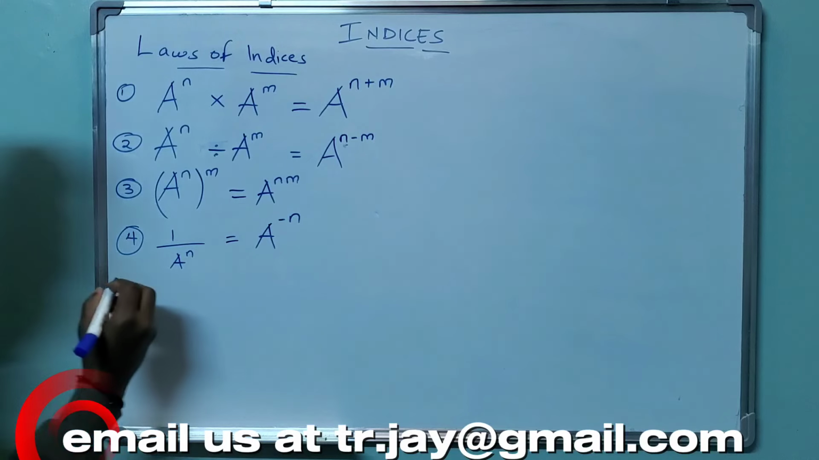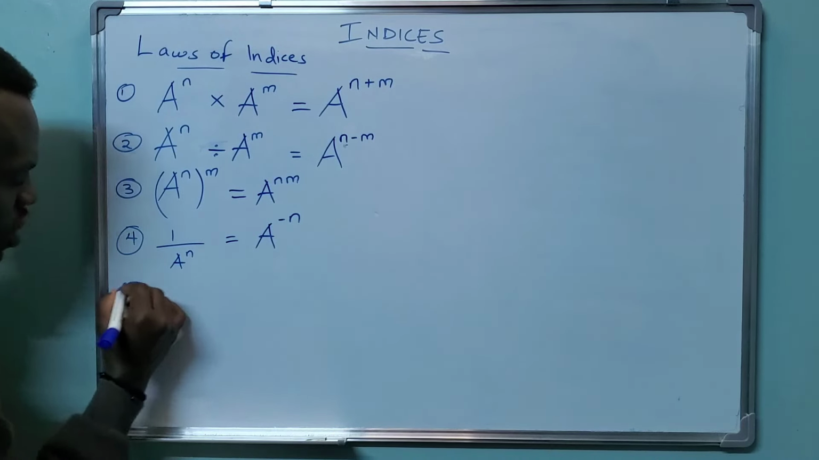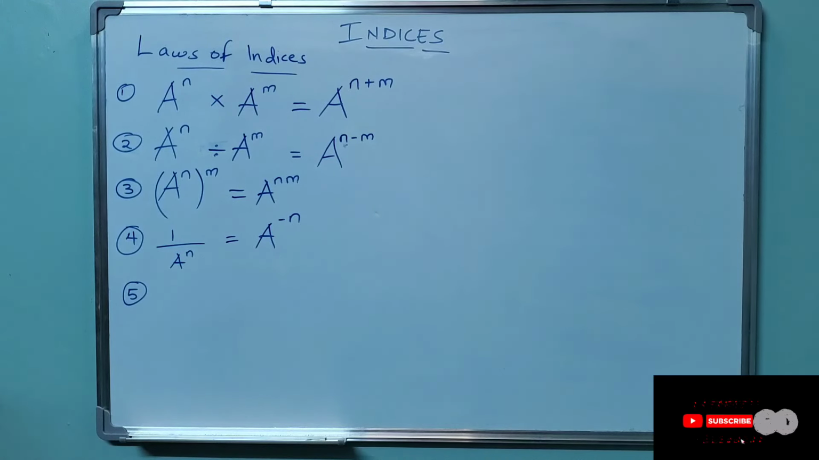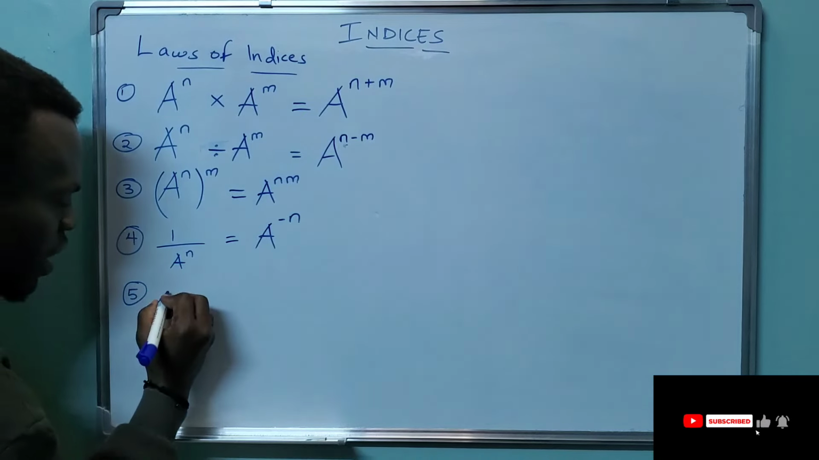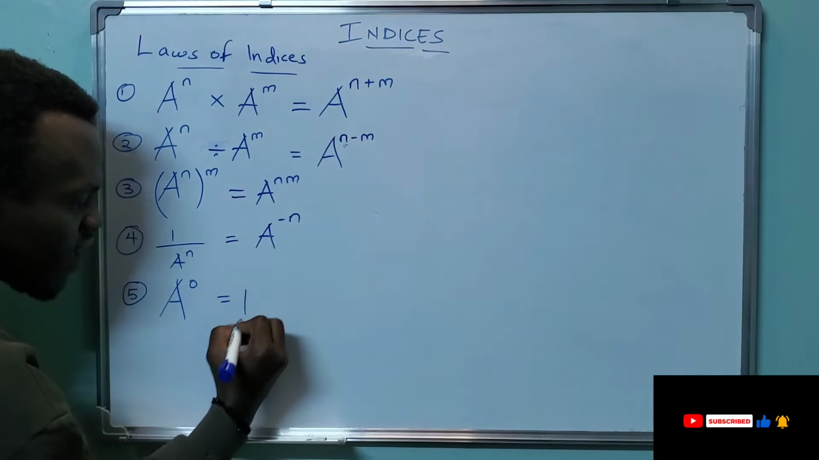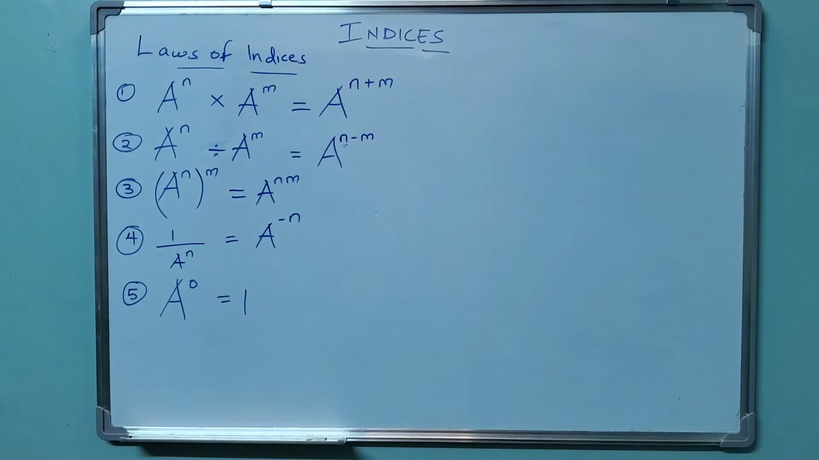Rule number 5, though it may seem not that important, is actually very, very important. Rule number 5 states that any number raised to power 0, the answer is always 1. So if I have a raised to power 0, the answer is 1. If I have 1,000 raised to power 0, the answer is 1. Those are the laws of indices we are going to apply in calculations involving indices.